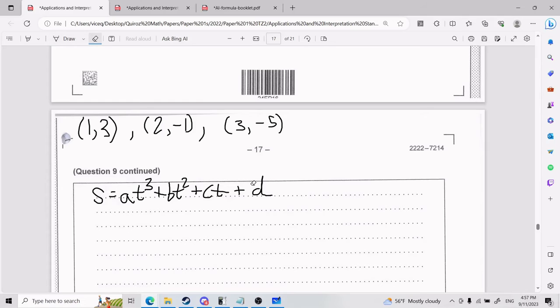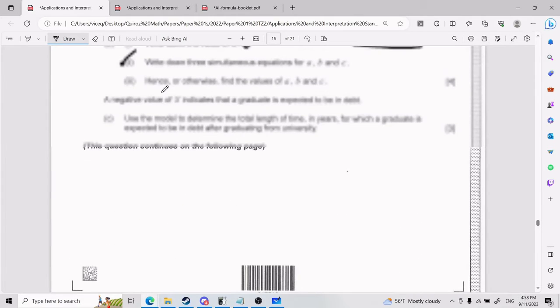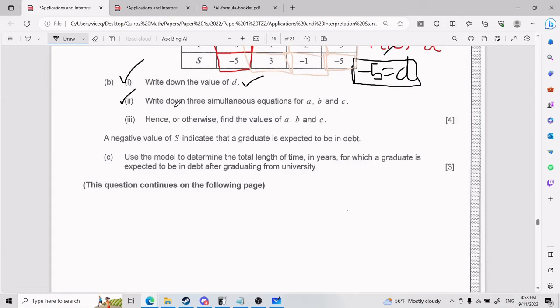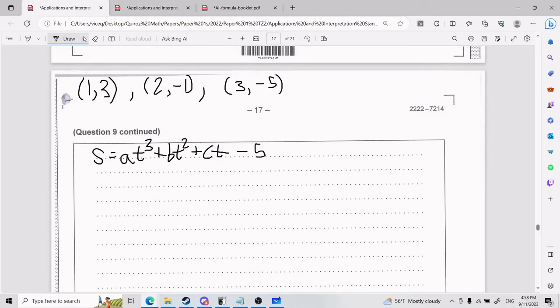They also tell us that s equals at cubed plus bt squared plus ct plus d. Now we know that d is how much? We know that d is -5, from just now. So we're going to have plus ct minus 5. And so part b, part ii asks us to write down 3 simultaneous equations for a, b, and c. So I have 3 points, therefore I can make 3 equations.